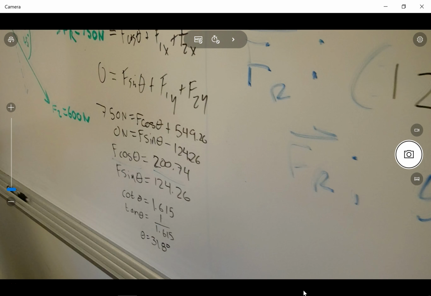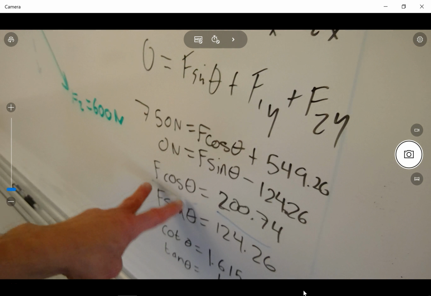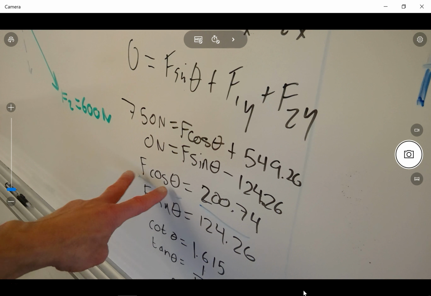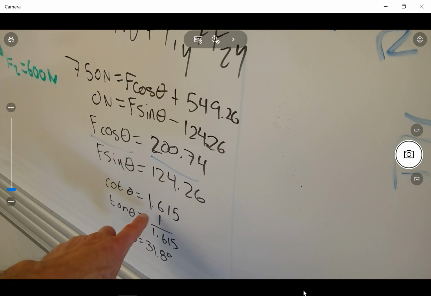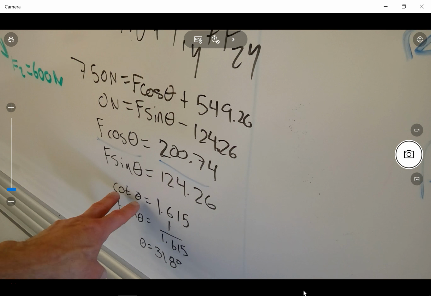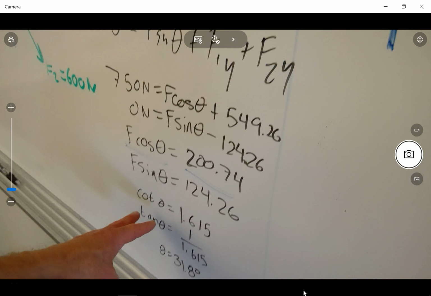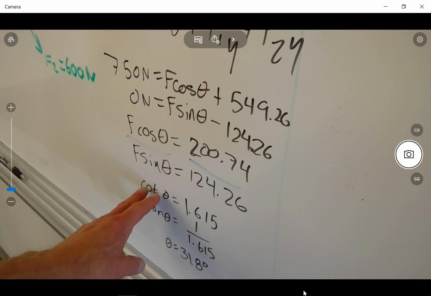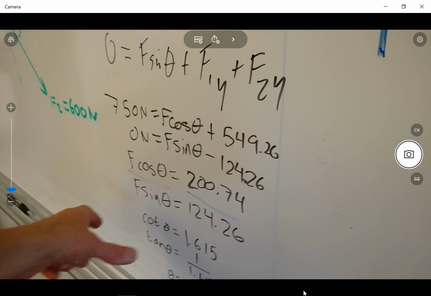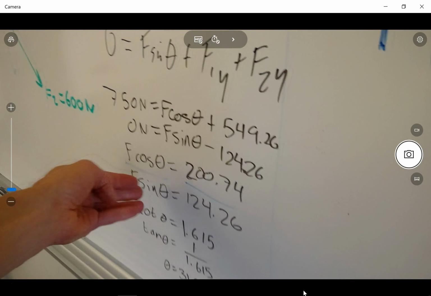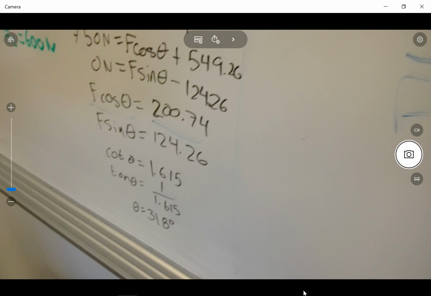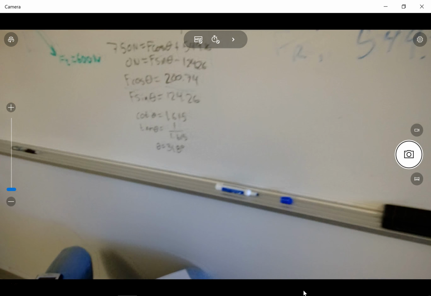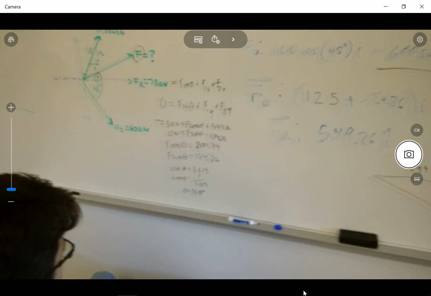You just divide them. So really, F cosine theta over F sine theta reduces to the cotangent of theta, right? And 200.74 over that equals 1.6. Well, we don't have an inverse cotangent on our calculator, but we do have an inverse tangent. So you flip it. It's better to put the sine on top than the cosine. And then you just have the tangent of theta equals 124 over 200. The inverse tangent of that is 31.8 degrees. That's your angle. Now you know theta, you can plug in and find what F is.